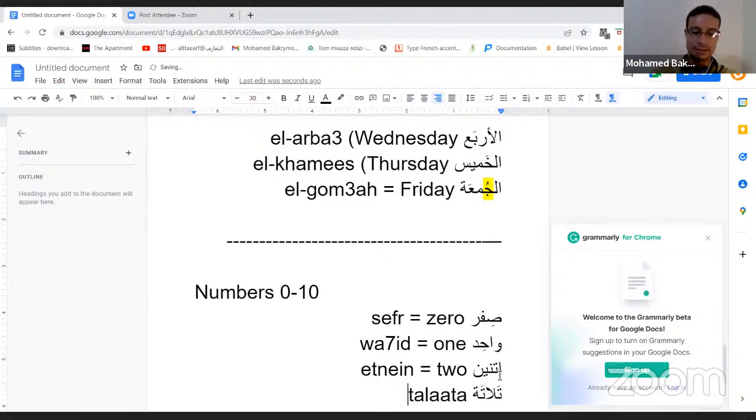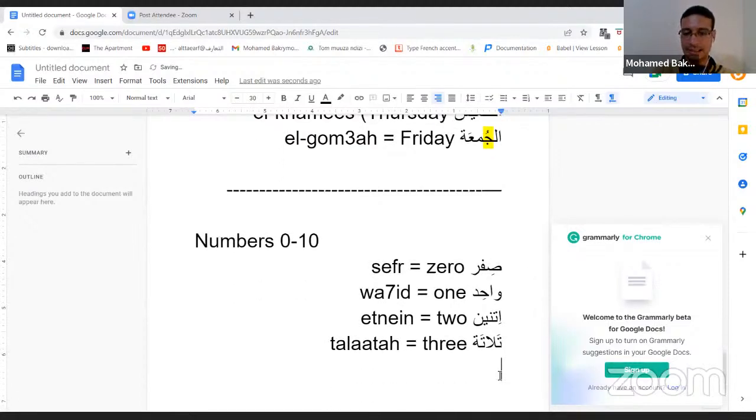ثلاثة means 3. Here لا and then so ta, la, ta. ثلاثة. The next one is أربعة. 4. So أربعة means 4.